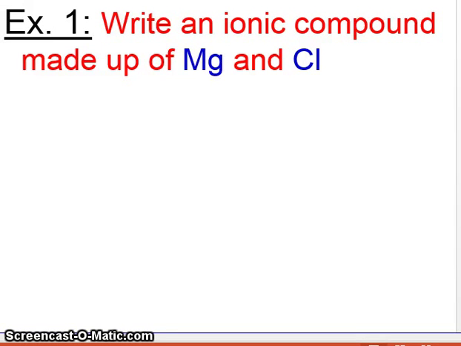This is lesson 2 of chapter 7, and in this lesson we'll practice what we talked about in the first lesson. In the first lesson we talked about writing ionic compounds. Ionic compounds, remember, are made between metals and nonmetals, and in this case the metal that we have is magnesium, the nonmetal that we have is chlorine.